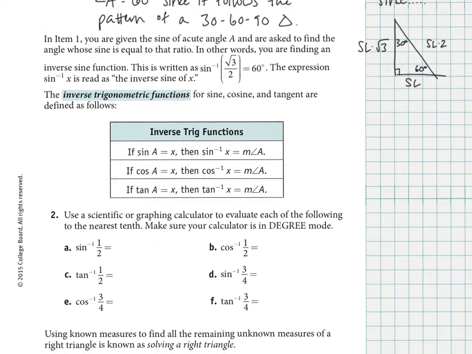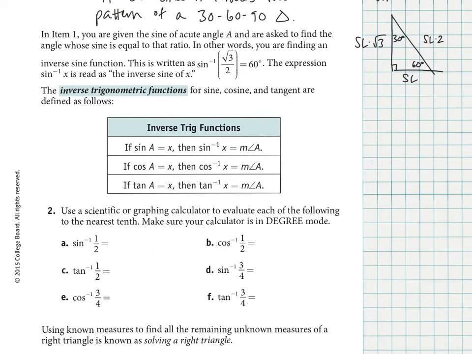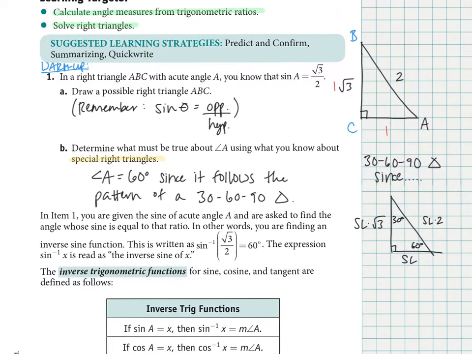Now let's go ahead and look at the paragraph below. It says in item number 1, you are given the sine of an acute angle A, and you are asked to find the angle whose sine is equal to that ratio. So in other words, you are finding an inverse sine function. What we're really asking up here is for you to find the angle measure, to solve for A when we have this ratio.